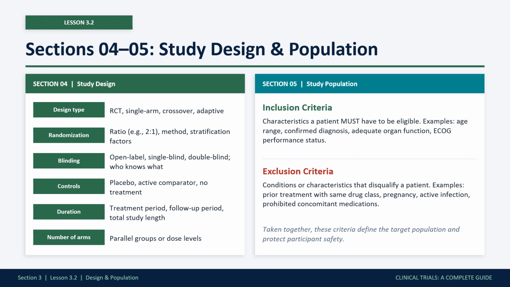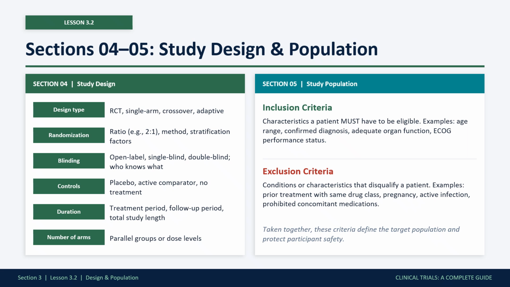A double-blind, randomized, controlled trial produces the highest quality evidence. An open-label single-arm study produces weaker evidence, which is sometimes the only practical option, such as in rare cancers where a placebo arm would be unethical.